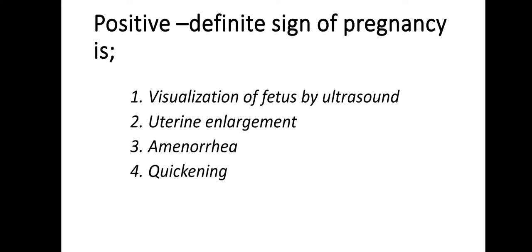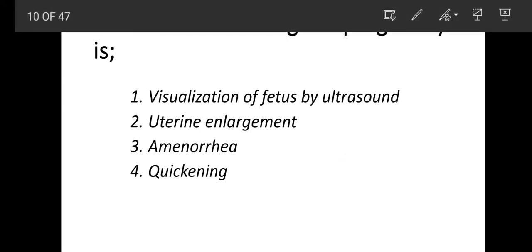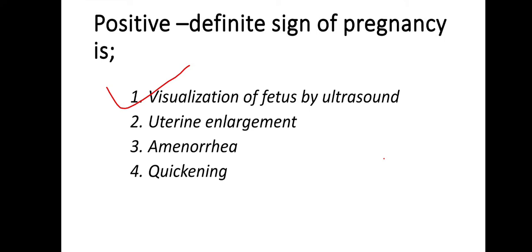Next question. Positive or definite sign of pregnancy. Options: option 1, visualization of fetus by ultrasound. Option 2, uterine enlargement. Option 3, amenorrhea. Option 4, quickening. What will be the answer here? The answer is visualization of fetus by ultrasound.